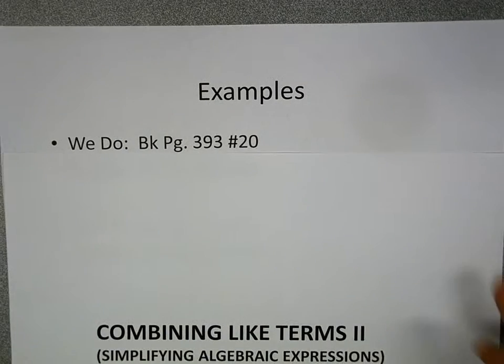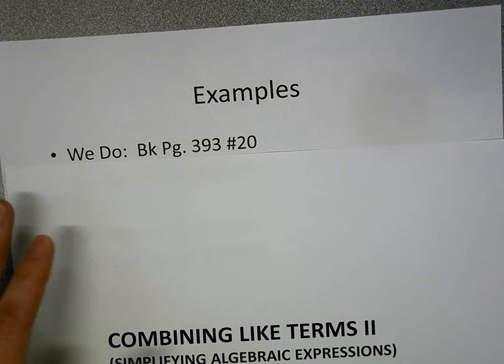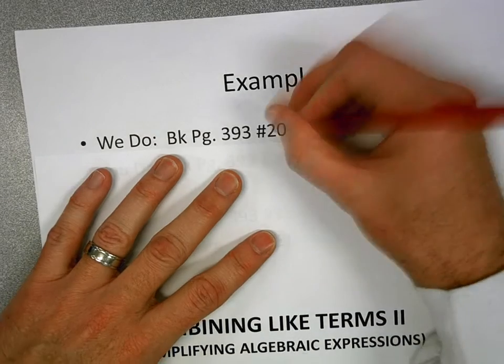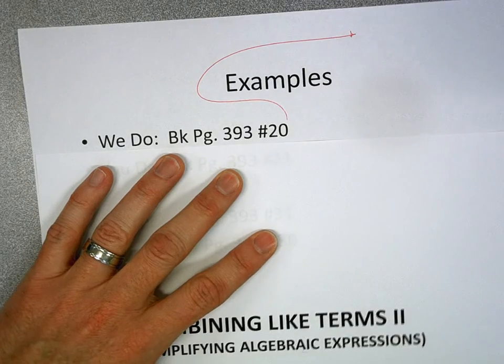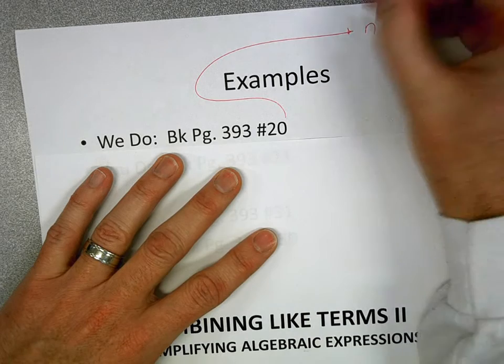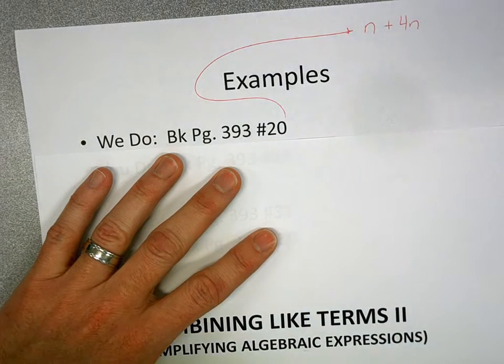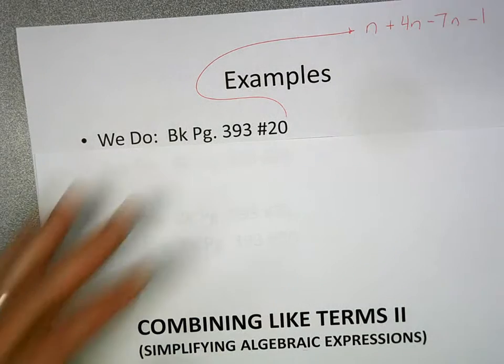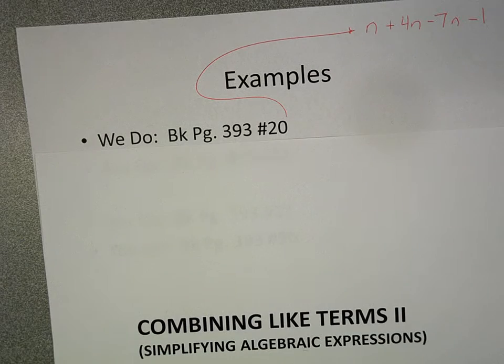So what I'd like you to do is, if you're not already there, page 393, no vocab today. Let's start with, on 393, problem number 20. Problem number 20 says n plus 4n minus 7n minus 1. Go ahead and write that down. Actually, probably already is.